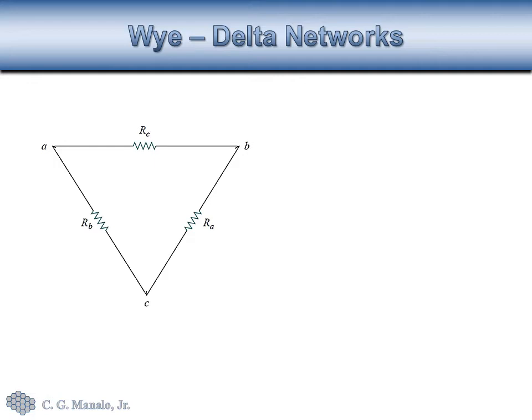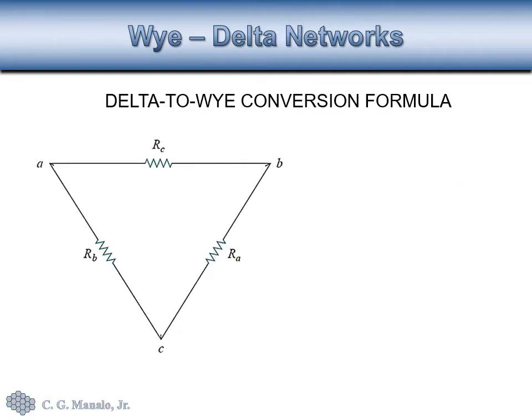So a Y or a delta network can be converted from one form to the other. So let's say we have a delta network that can be converted into a Y network, or a Y network converted back to a delta network. So let's deal first with the delta to Y conversion. Let's say we have a delta network and we want to convert it to a Y network.